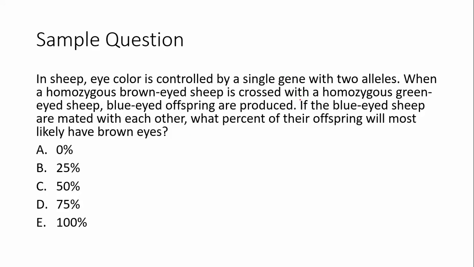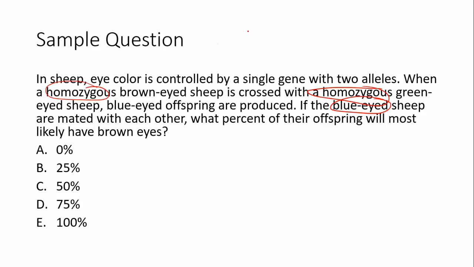So in sheep, eye color is controlled by a single gene with 2 alleles. When a homozygous brown-eyed sheep is crossed with a homozygous green-eyed sheep, blue-eyed offspring are produced. If the blue-eyed sheep are mated with each other, what percent of their offspring will most likely have brown eyes?